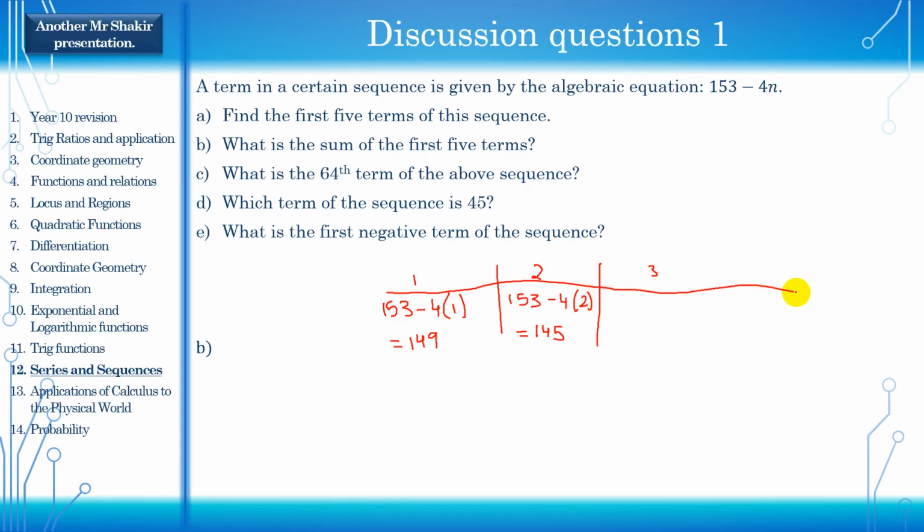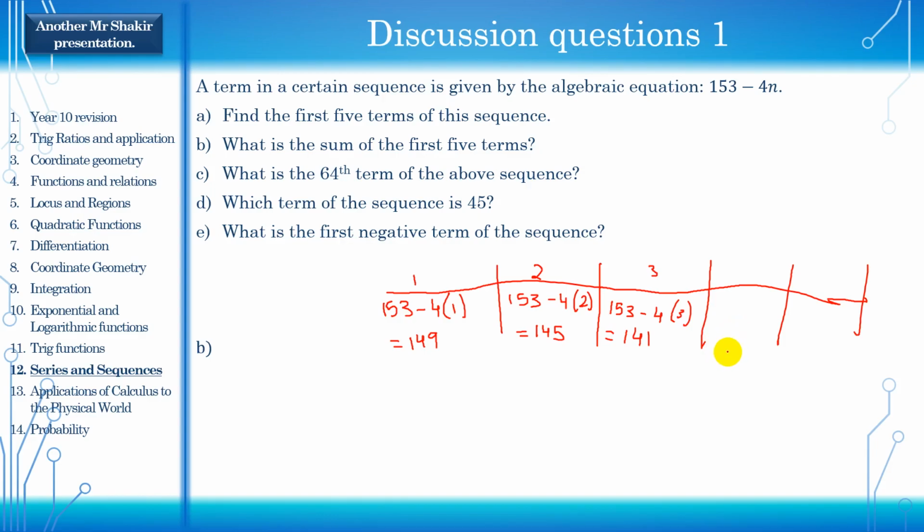And let's do the third as well. Remember, sorry, this is really messy, but it's hard to write on a computer. 153 minus 4 times 3, and that's 12. And it's just going to be 4 less than that, so 141. And we can see a clear pattern here. It's going down by 4, isn't it?